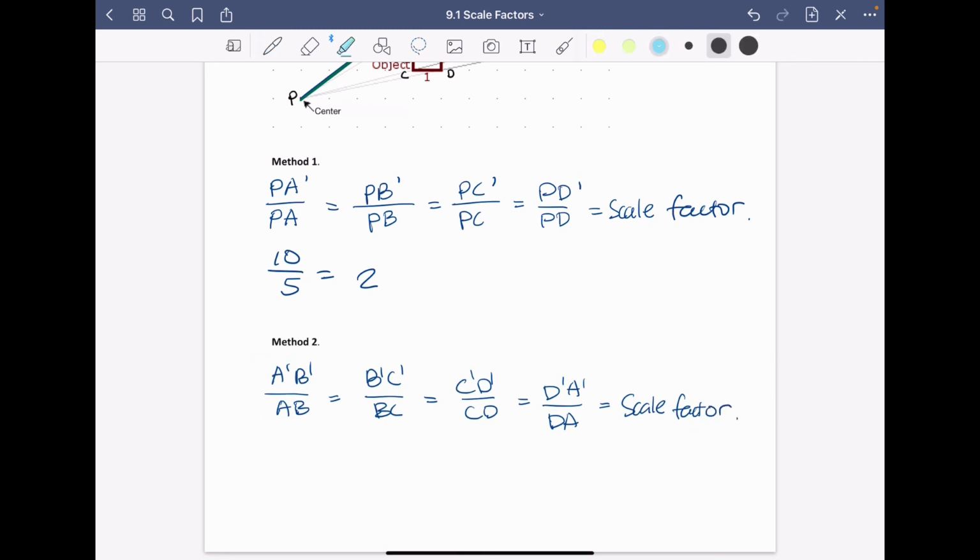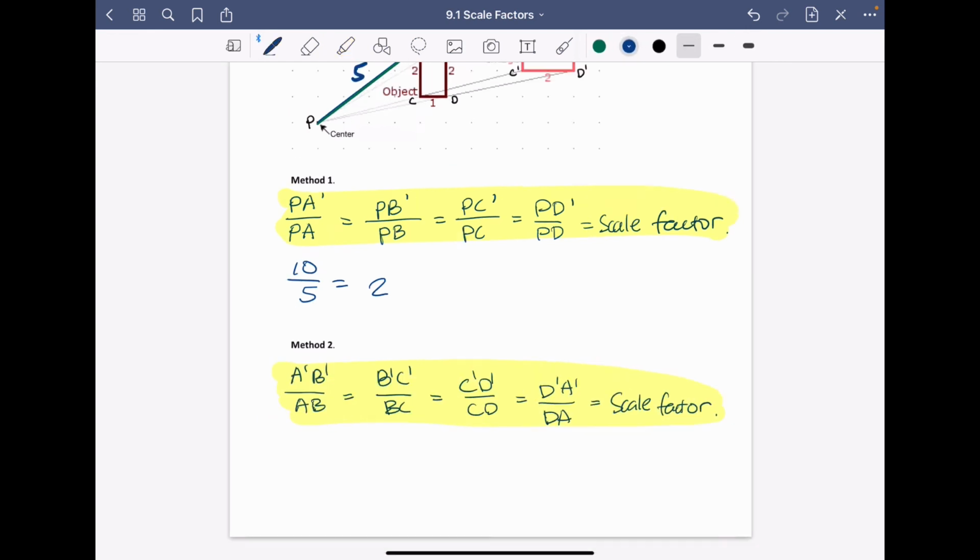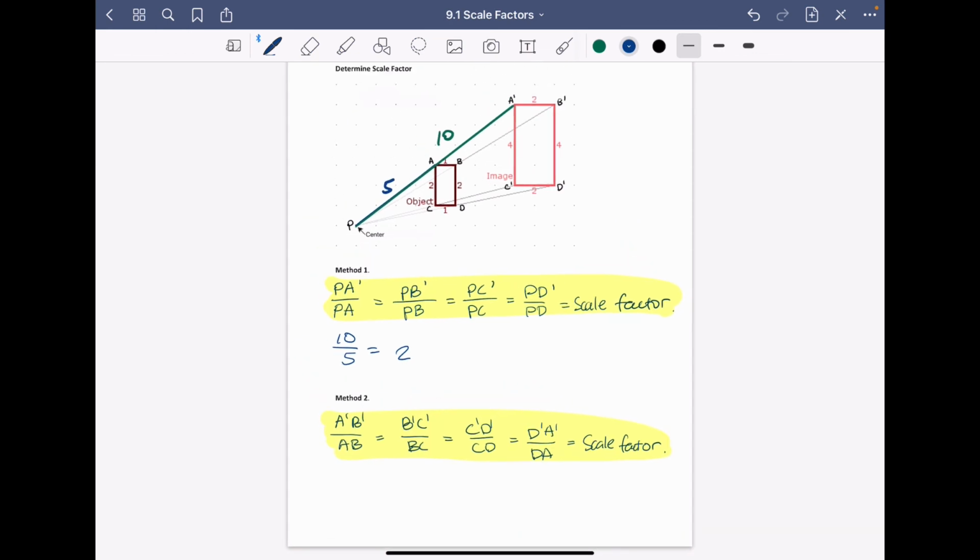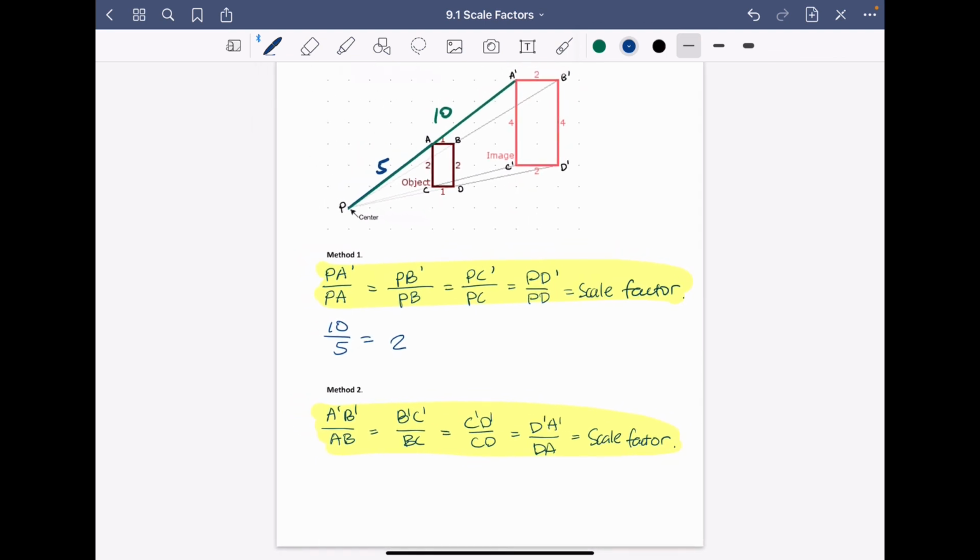Okay. I'm just going to highlight that so you know which formulas to use. And so for this question, we know A prime B prime is equal to 2. AB is equal to 1. So my scale factor is 2 over 1, which is 2.